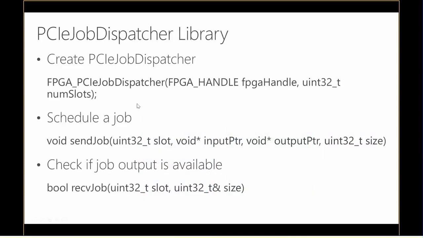To use it is also very simple. You just need to create a dispatcher, and it will run in the background. When you need to send or receive a job, you just invoke send job and provide an input pointer, an output pointer, and the size. The library is totally optional. You are free to directly use the APIs introduced previously or implement your own dispatcher.